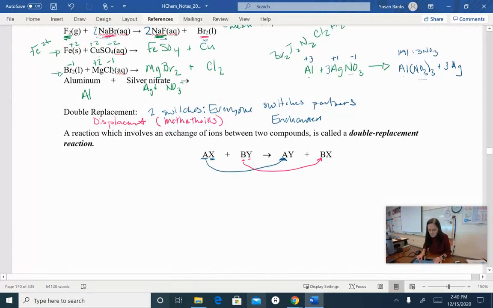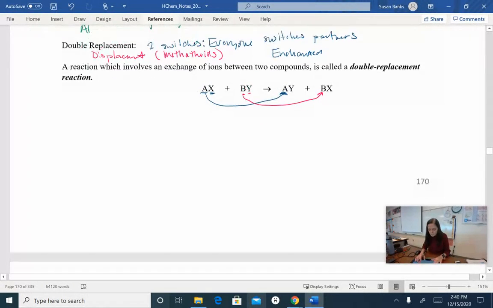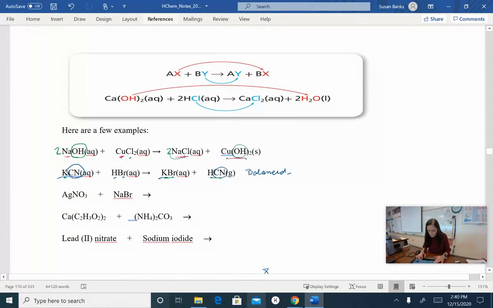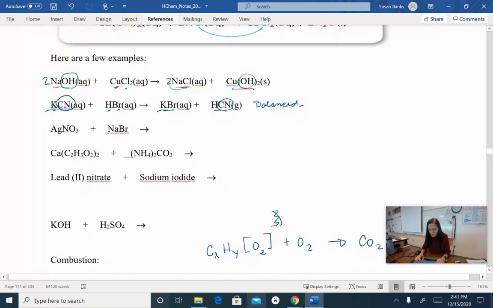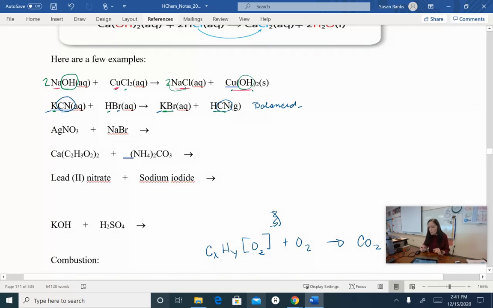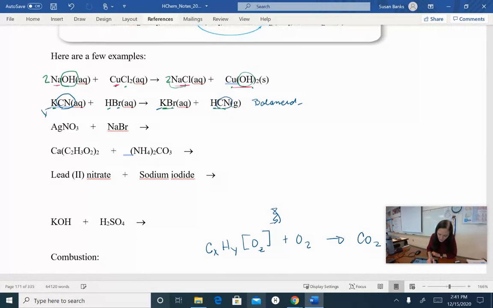Okay, double displacement: everyone switches partners. Okay, so let's do some of these reactions. Like I've been doing before, I always like to put in charges so I know what can switch places with what. So we're going to start right here where we have silver nitrate and sodium bromide. Silver has a positive 1 charge. Nitrate, if you look on your polyatomic table, has a negative 1 charge. And sodium has a positive 1 charge, and bromine has a negative 1 charge.